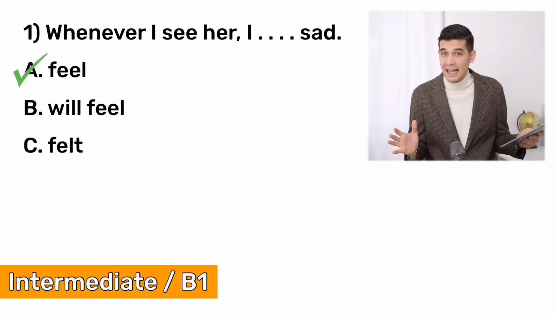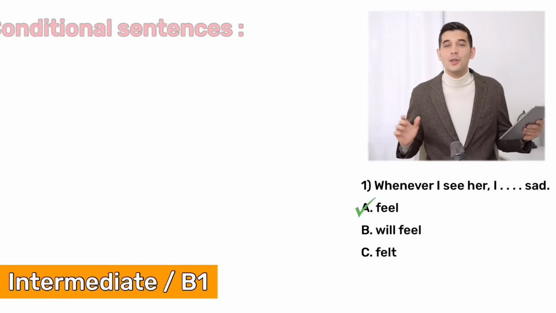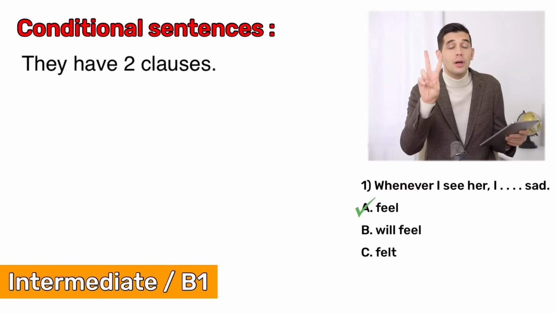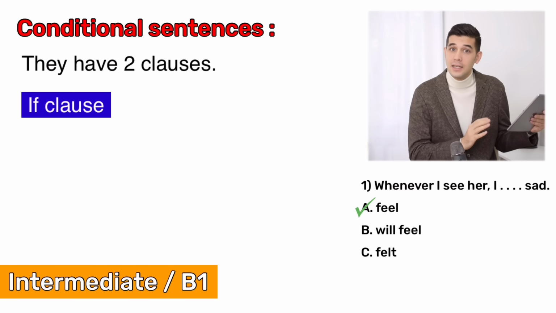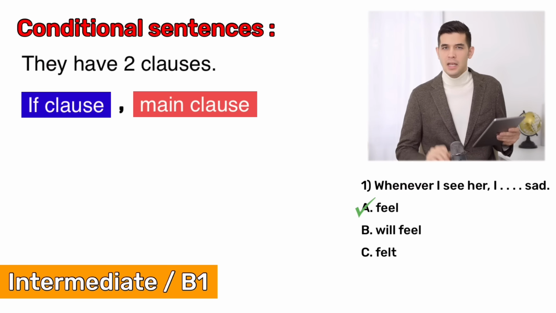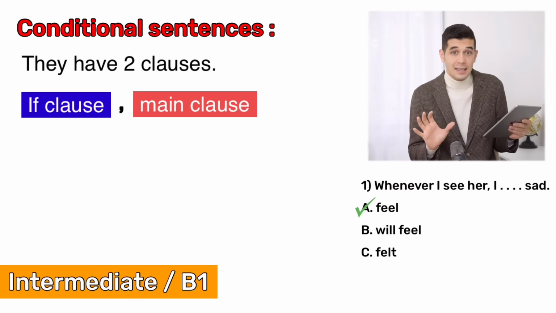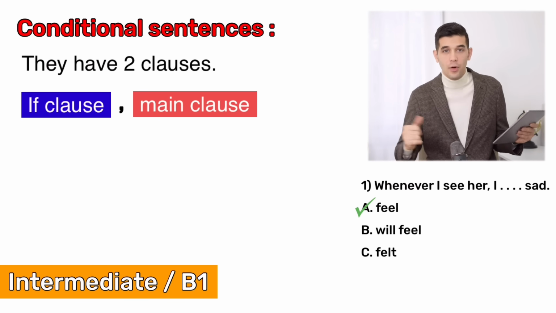I feel sad. But why? Let's talk about conditional sentences. A conditional sentence is a sentence that has two clauses, the if clause and the main clause. Now, depending on the type of the conditional sentence, the tenses of the two clauses can differ.